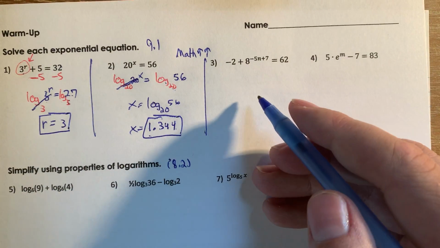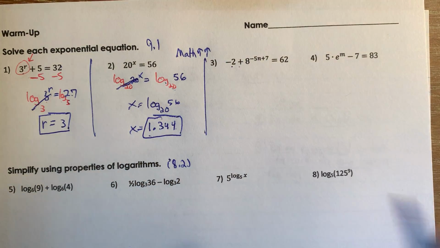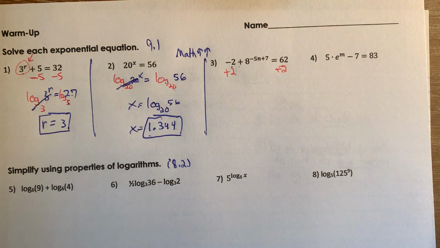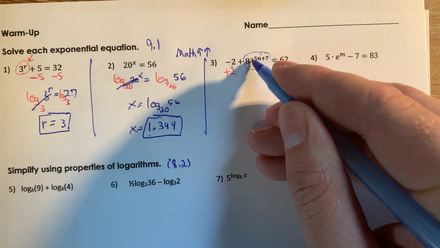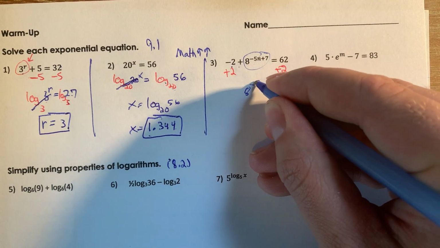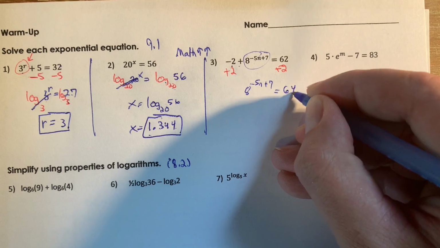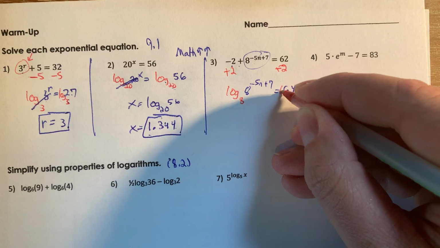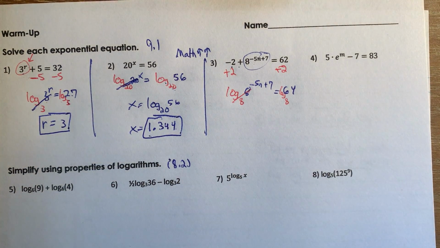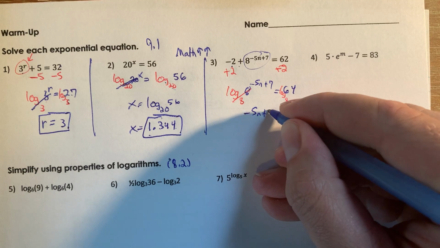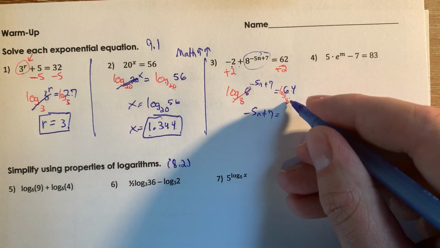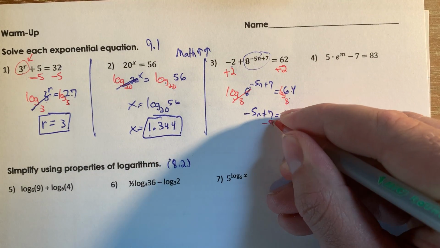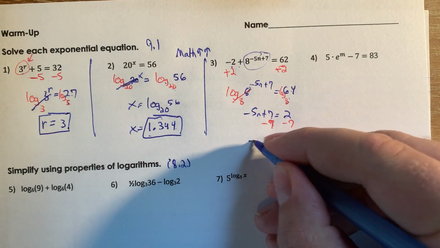All right, let's see how we do on this one. We need to solve this. Hopefully you started by adding 2 to both sides to isolate the exponential. Here's our exponential: it's 8 to a power with a variable inside it. That's what we want to get by itself. To undo the exponential, we need to do a log. Logs and exponentials are inverses. So log base 8 on both sides. Negative 5n plus 7 equals 8 to what power gets us 64? 8 squared. 8 times 8 is 64. And from here, we can just subtract 7 and divide by negative 5.